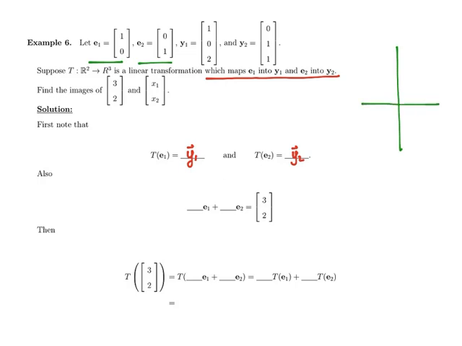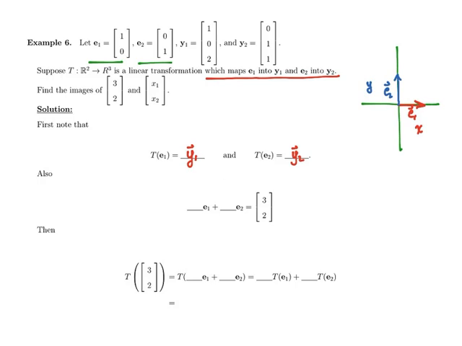But E1, if we think about this in R2 space, E1 is just going one step in the x direction. And E2 is going one step in the y direction. So E1 is going to correspond to a point x, and E2 is going to correspond to a point y. The question says that we want to find the images of 3, 2, and then find the images of a general vector x1, x2.